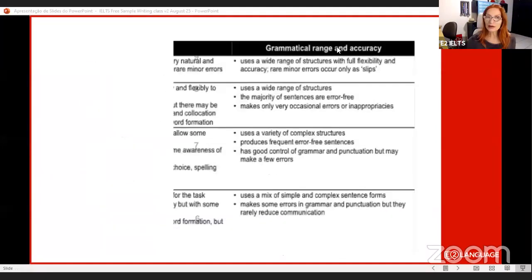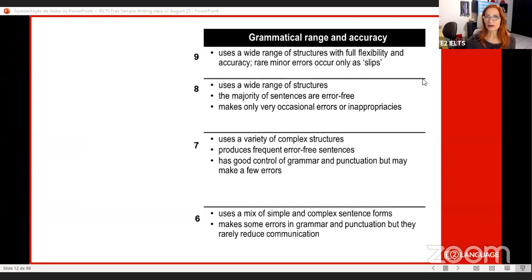So let's take a close look at the grammar criterion specifically for task 2, and very similar for task 1 as well. The band descriptors. I'll put that up for you soon. Hold on.